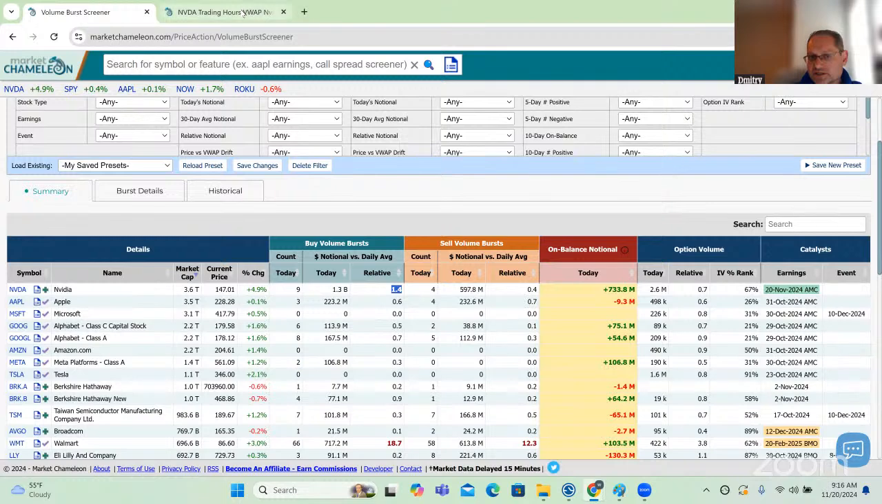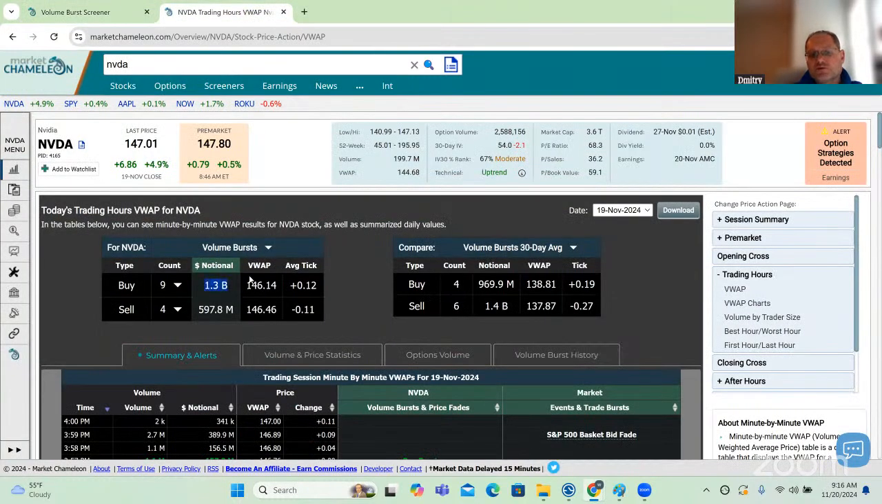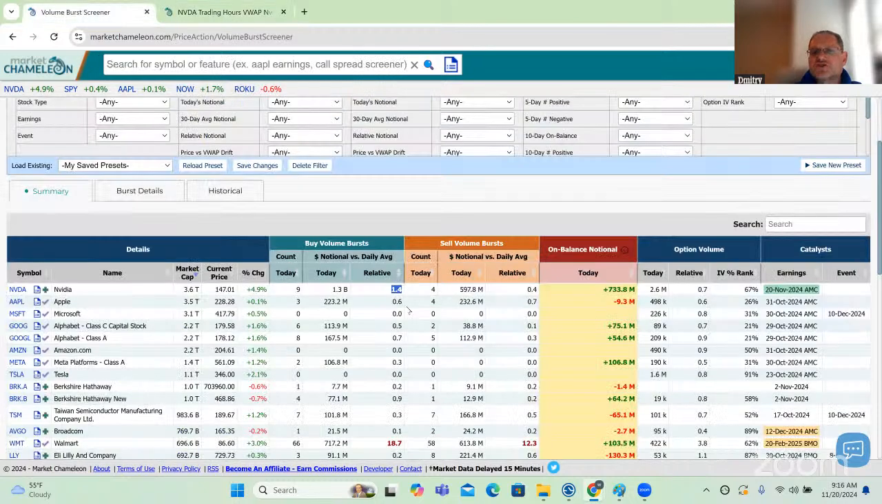So remember, we looked at that table. I'm going to go back really quickly. You can see here 1.3 billion versus about 1 billion. So it gives us a relative value just to let us know, okay, is this larger than typical, in line?